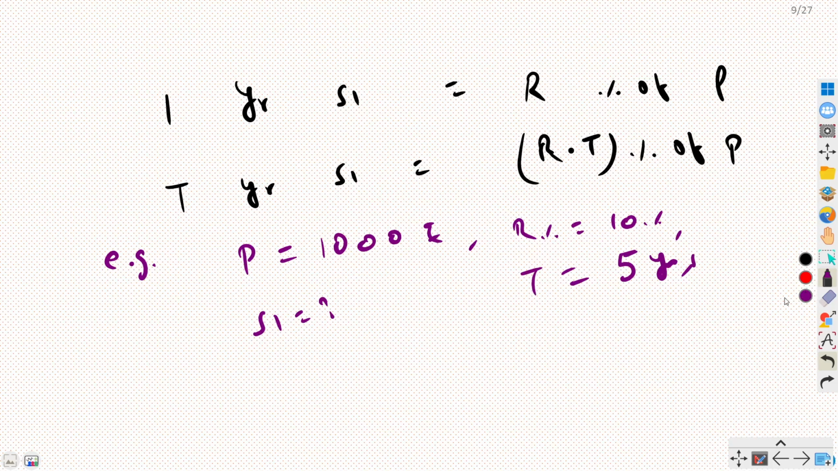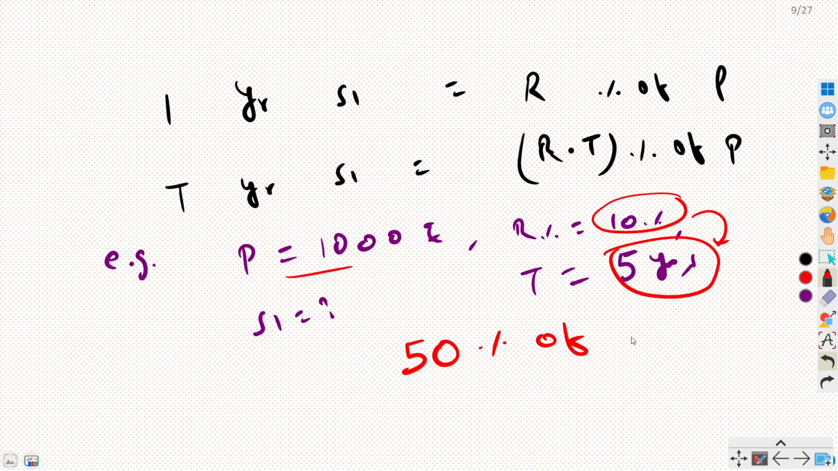Now, what you will do is you will simply think that in 1 year 10% interest is there. So for 5 years, what would be the interest? 50%, because the same interest is being charged for each year, right? So for 5 years we will have 50% interest, and 50% is always applied on principal. So 50% of 1000. So that would be half of 1000, 500, right? So this is your answer.